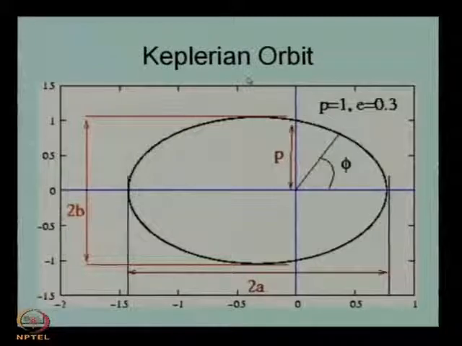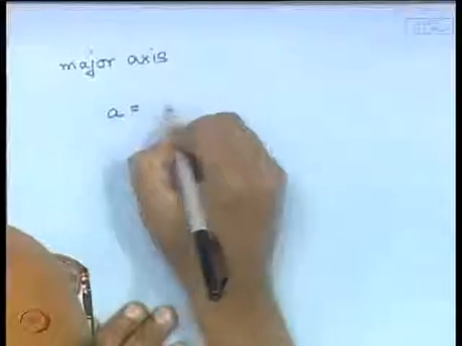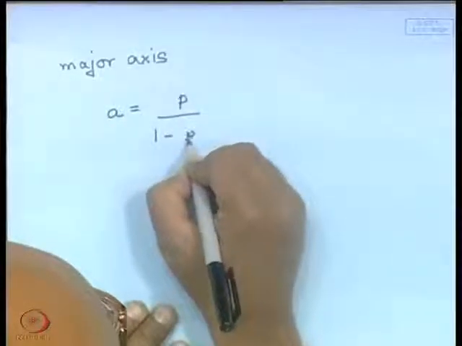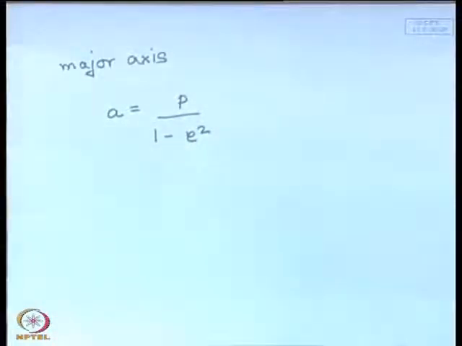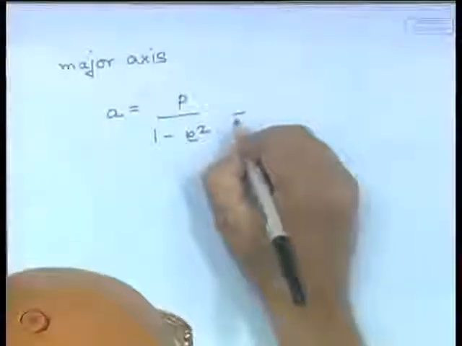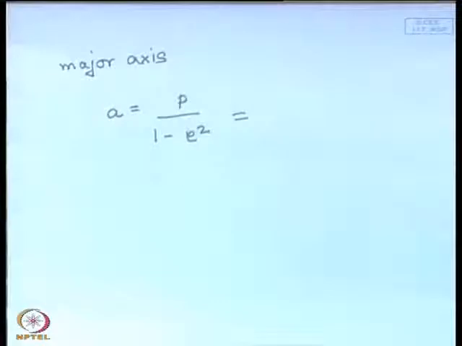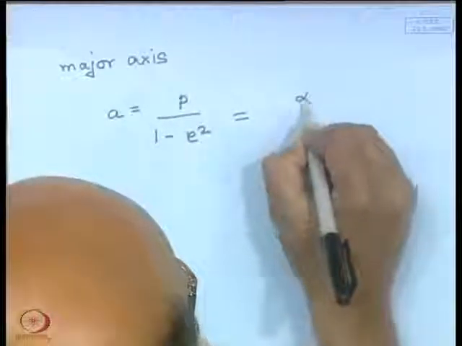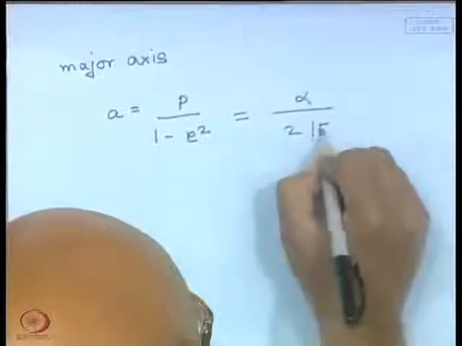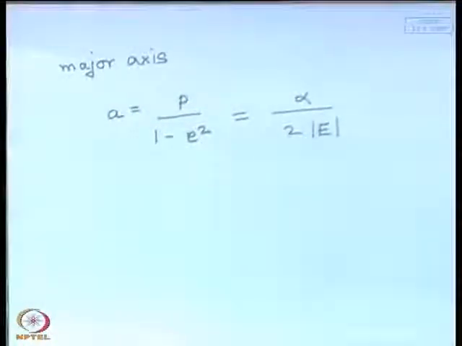Now, we know that the major axis is p by 1 minus e square. This is a straightforward calculation. You can just take the furthest distance and the nearest distance and add them up. So you will get the major axis, and if you write p and e in terms of the energy, angular momentum, etc., then this comes out to be alpha by 2 mod E. Very interestingly, the major axis does not depend on the angular momentum, it is determined just by the energy.